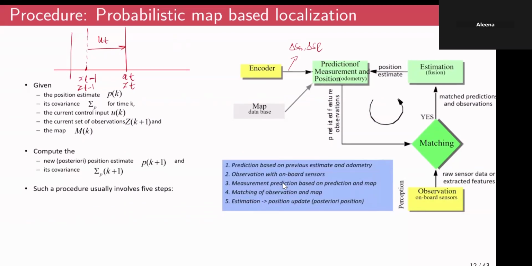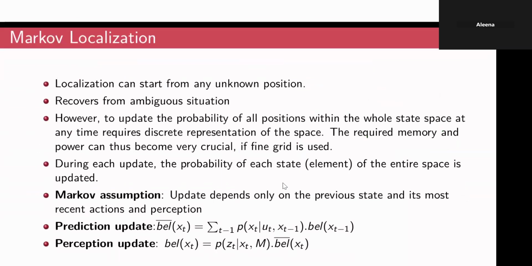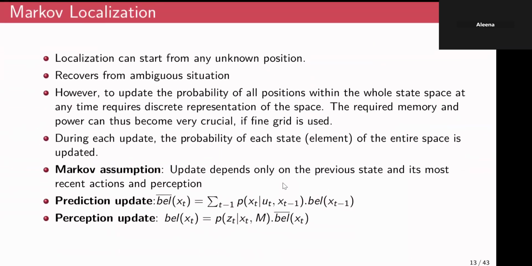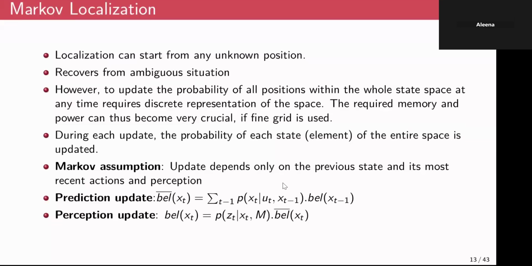So these are all extracted from that lecture slide, just to briefly explain the procedure behind prediction and perception. Prediction only relies on encoders, and perception relies on everything plus the current sensor measurements. So we basically deal with two different schemes of localization. The first one we call Markov localization.